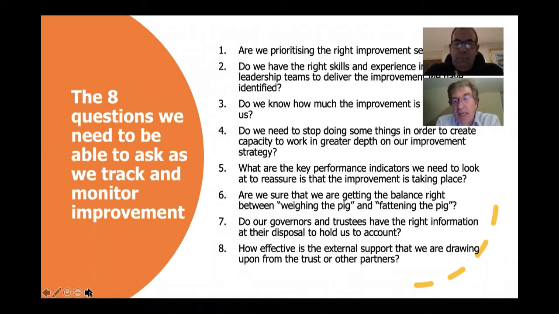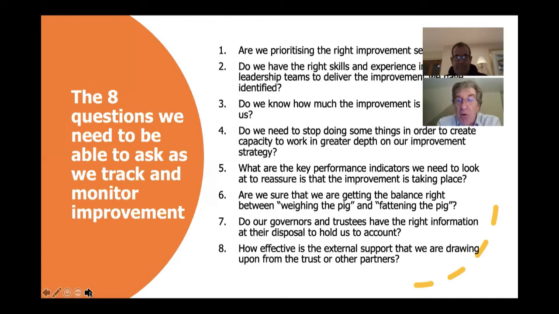Key performance indicators, I don't mean targets. I mean, what are you going to use to evaluate the 100-day plan when you get to day 80 that tells you that you're going the right way? This is quite an important one. Number 6, the balance between weighing the pig and fattening the pig. Of course you should monitor, of course you should use data, but actually monitoring and data is not improvement. It's what it is. It's monitoring and data. It's oversight. You need to use the data to design what you're going to do next. So weighing the pig, fattening the pig is a very important part of it.